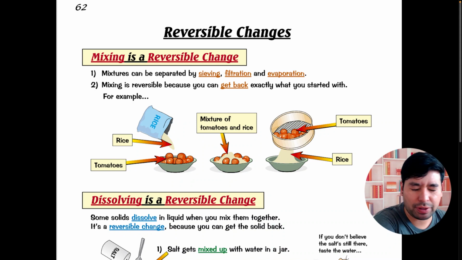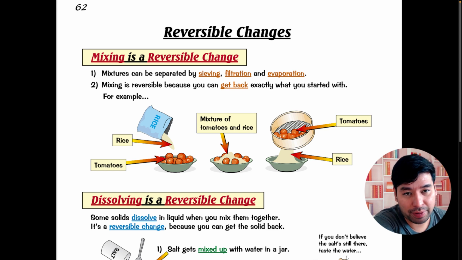Okay, so continuing here, in this topic, reversible changes, we have a different example. Mixing is a reversible change. So when you mix two different materials, or products here, normally it is reversible. So let's read that. Number one, mixtures can be separated by sieving, as we have read before, filtration, and evaporation. So these are three ways that we can do this separating action, right?